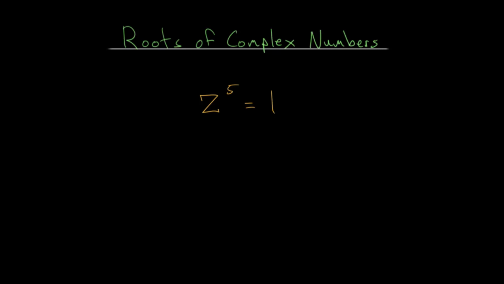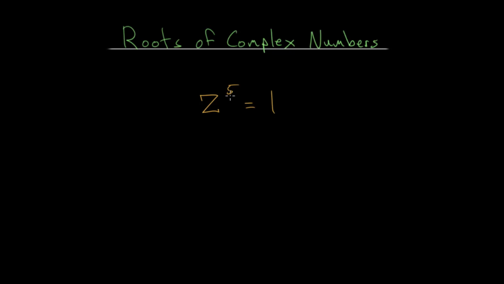In this video, I'd like to continue talking about finding the roots of complex numbers. In the previous video, we looked at solving this equation by rewriting this complex number z in its polar form, doing the same for the number 1, writing that in its polar form, and then comparing the two different sides of the equation after raising the polar form of z to the fifth power.